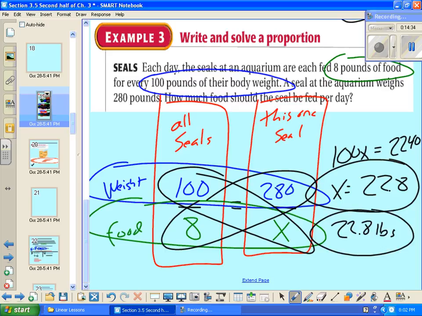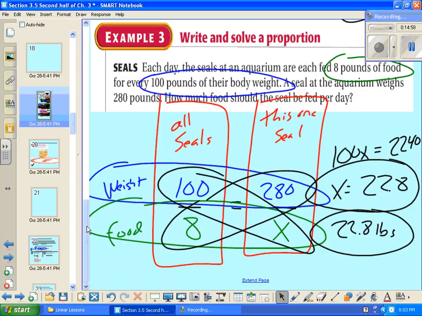And again, does that make sense with what I know about this problem? Well, yes, for every 100 pounds, he gets 8 pounds of food. So this one seal is almost 3 times as much as the unit rate. So yeah, that makes sense then that he should get about 3 times as much food. 3 times 8 is about 24, so he's almost up to 24 pounds for this guy. So that should make sense.